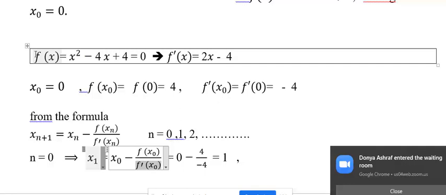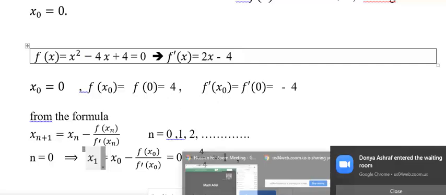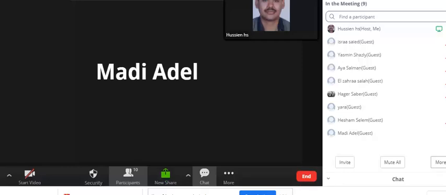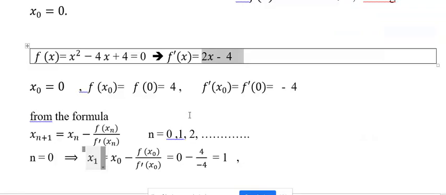This is f of x. Do you understand me, Madiha? f of x equal x square minus 4x plus 4. f dash of x equal 2x minus 4. Do you understand this? Yes. Okay, it's the first derivative.